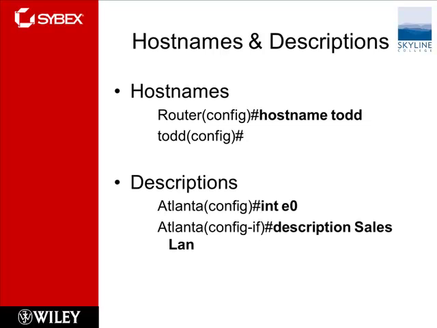Descriptions: interface Ethernet 0/1. You notice when we enter the interface, we go to config-if, configure interface. Description is the command. The description says Sales LAN for this particular interface, interface Ethernet 0. You're going to find on most of these labs that the interfaces are going to be FastEthernets, not Ethernets. I think you'll find on the 2600s that they're FastEthernets. If you look at the 2500s back there, they're Ethernets. The difference is 100 megabits per second versus 10 megabits per second.